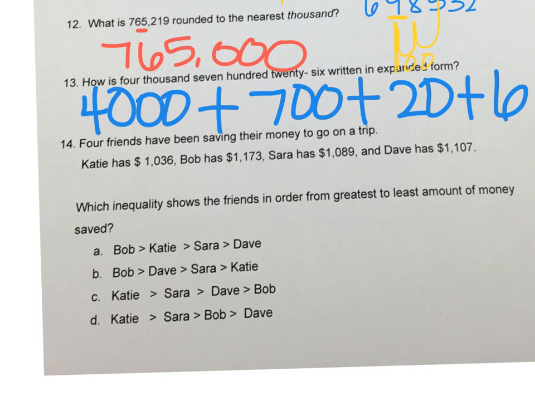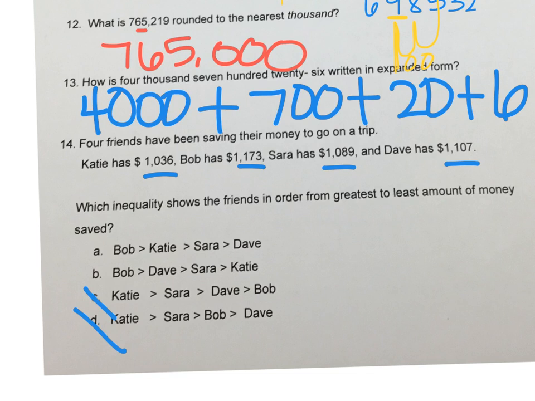And the last one, 14. You've got 4 friends that have been saving money to go on a trip. You want to put them in order from greatest to least, depending on who's saved the most. So I'm going to look at these numbers and see who has the most money right now. It looks like Bob is in the lead. A and B both start with Bob. These don't, so I can get rid of them.